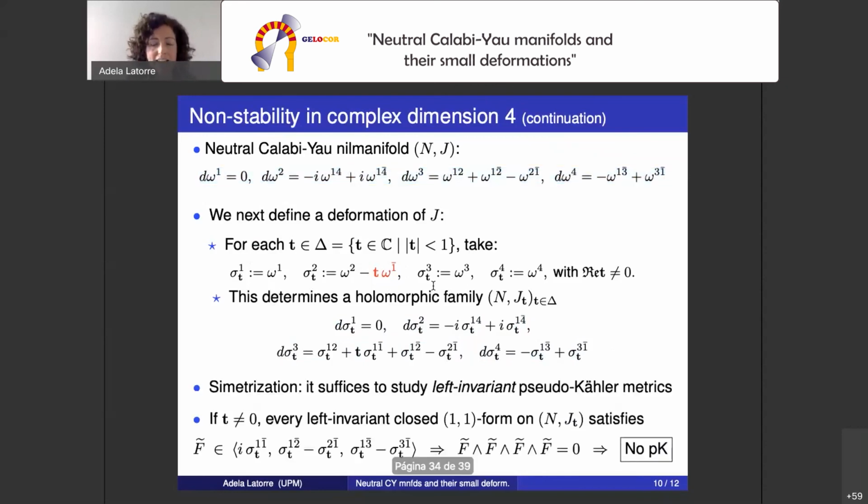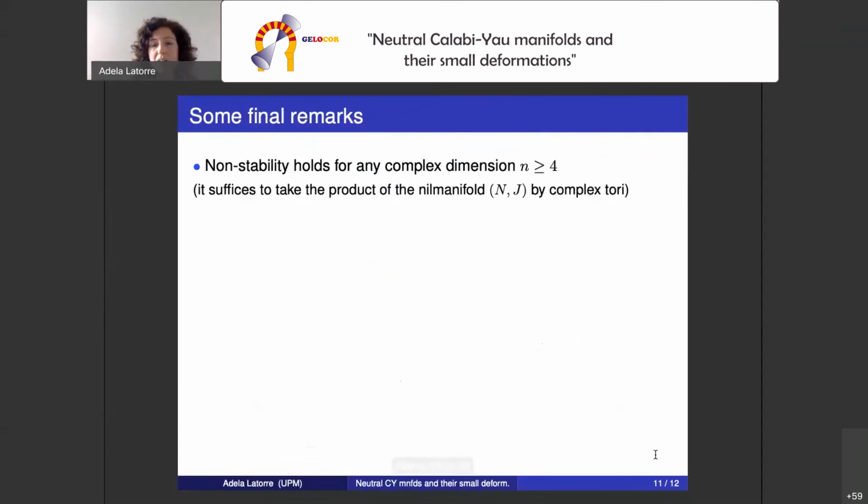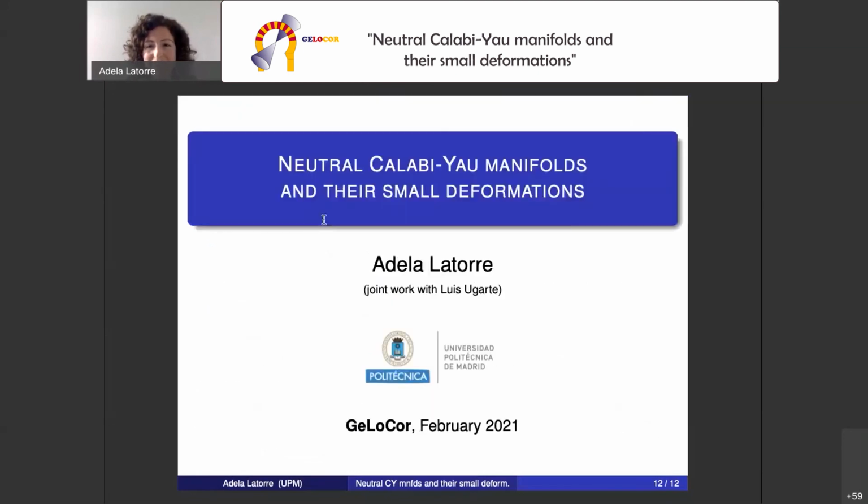And indeed, what happened is that this deformation here did not have any pseudo-Kähler metric. So this allows us to prove the non-stability of this property. And by taking products, we show that this non-stability goes indeed to higher dimensions, not just particular to complex dimension 4. So I will stop here and thank you for your attention.